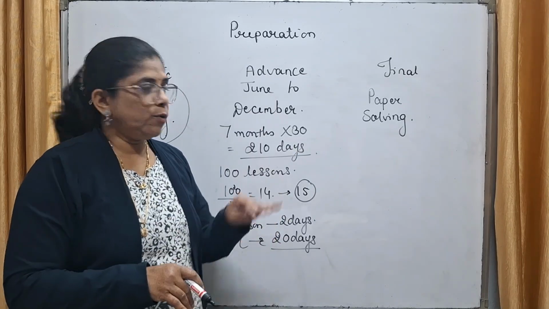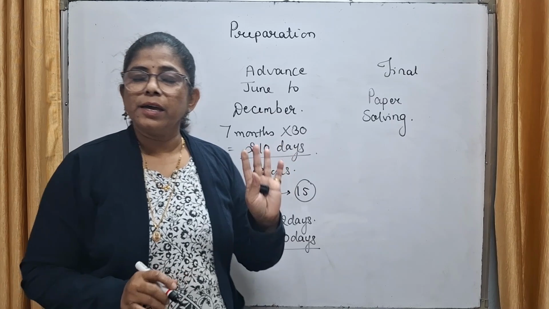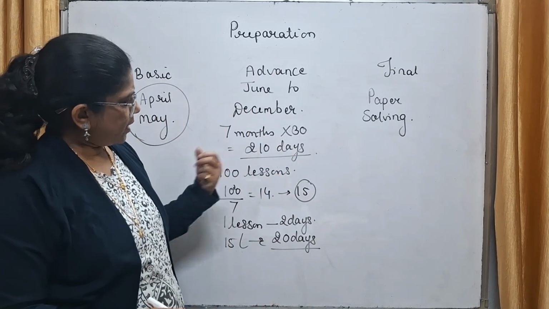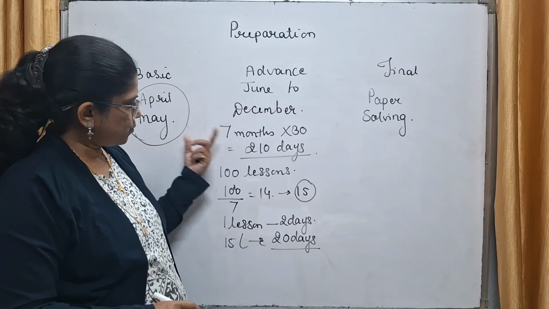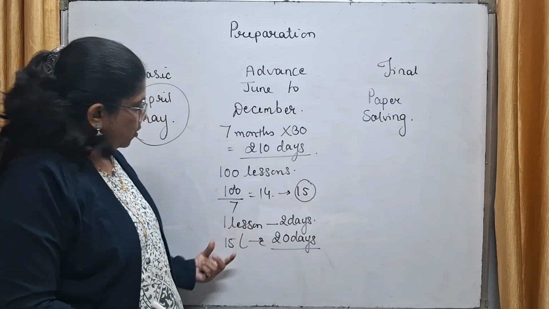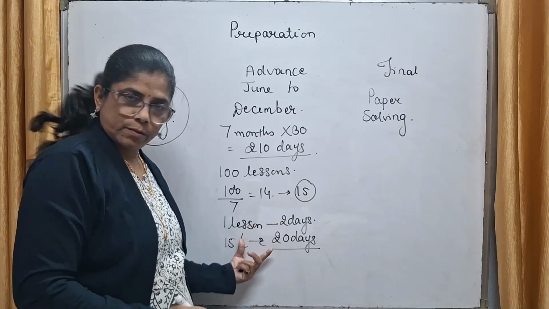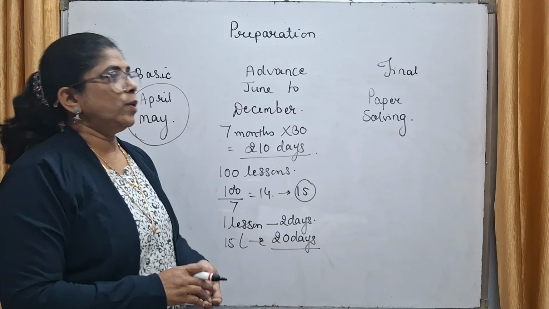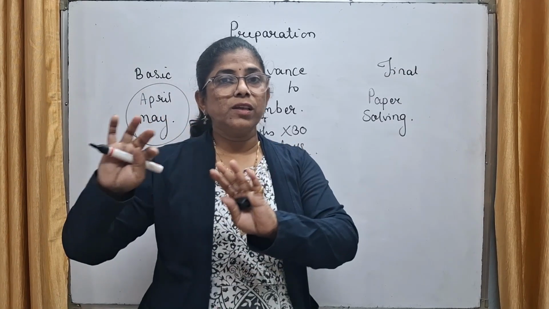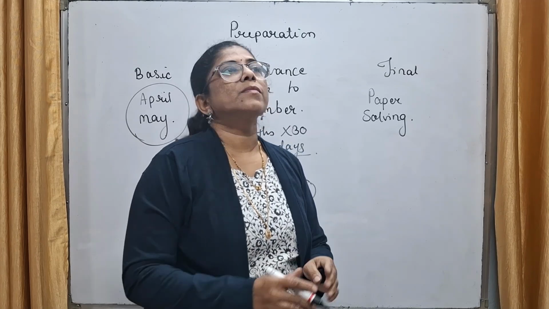Now, as I said, few important points I'll be telling you at the end of this video. So what are those? Here, instead of 210 days, what we consider is taking 30 days per month, we have to complete our planned portion in 20 days. So what is the reason for leaving this 10 days per month?